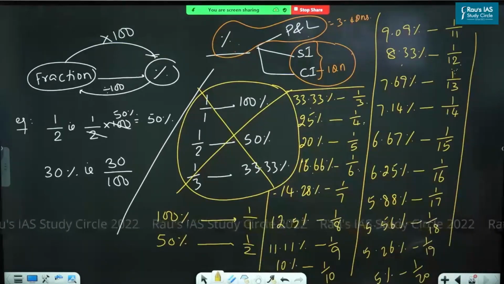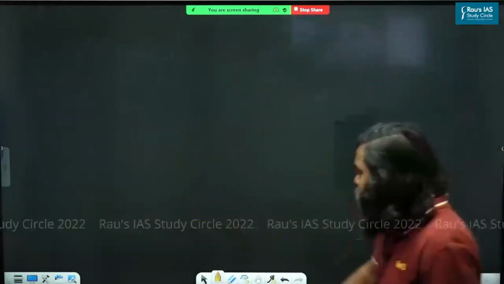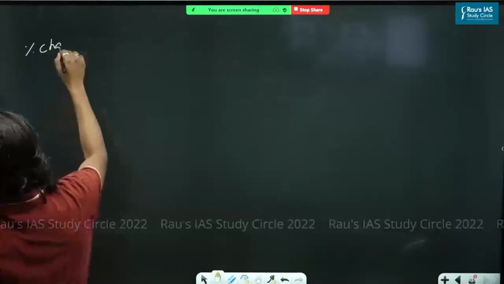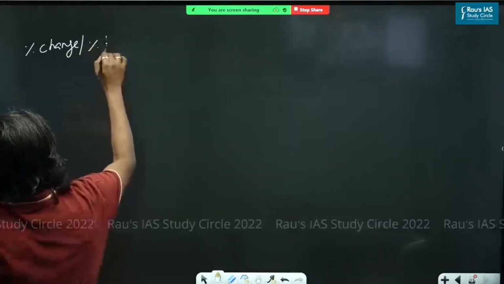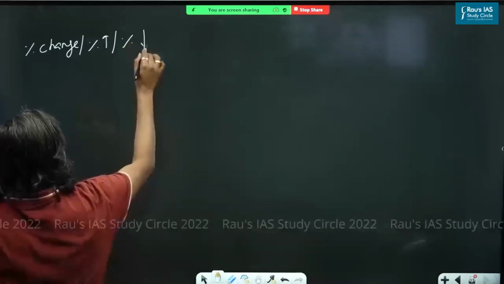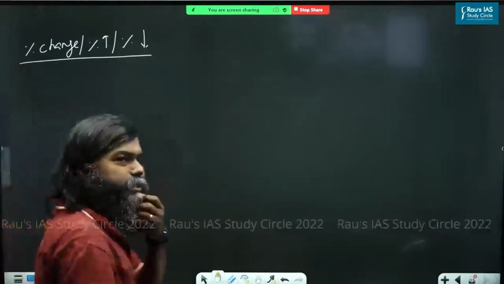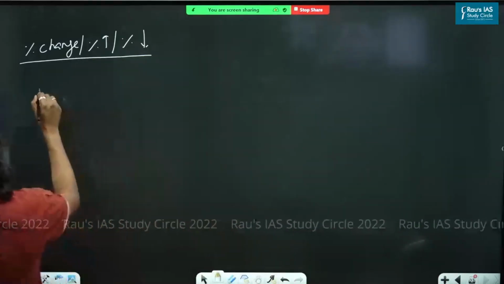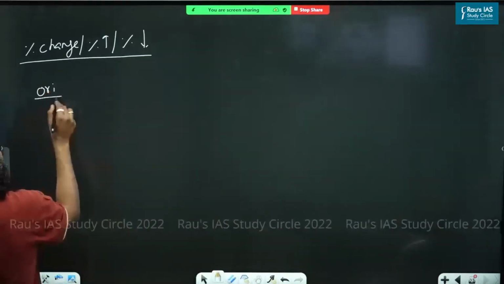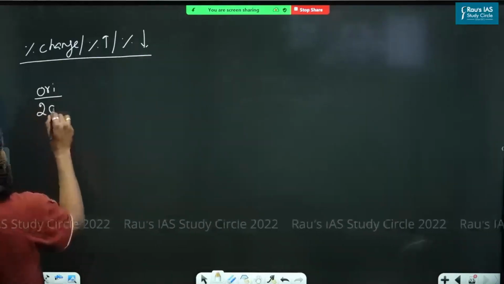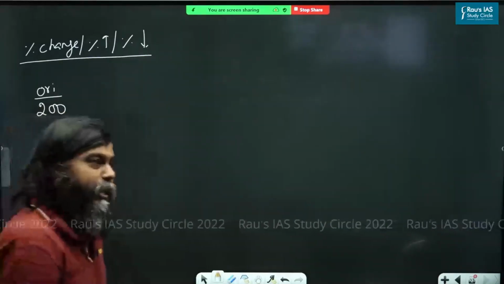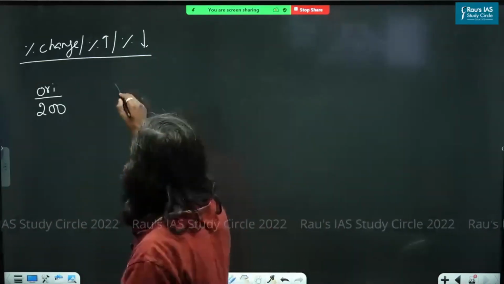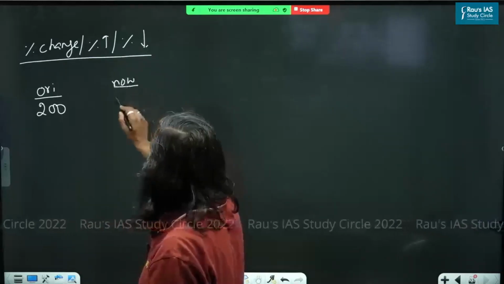Understood? Next lesson: if the question uses the words percentage change, percentage increase or percentage decrease. For example, originally or earlier, my income is 200 rupees. Now my management is happy with the way I am teaching my students, and they say, Swami sir, now your income becomes 250 rupees.